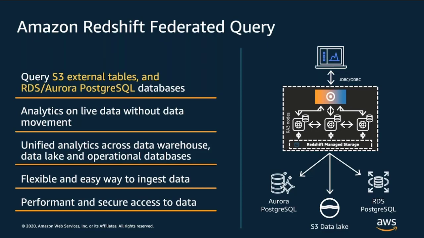Redshift automatically applies optimizations to reduce the amount of data moved over the network and complements it with massively parallel data processing to enable a high query performance experience for users. This is another spot where you can use materialized views to cover a federated query. And this is a really interesting pattern to give your users a view that has everything all at once.